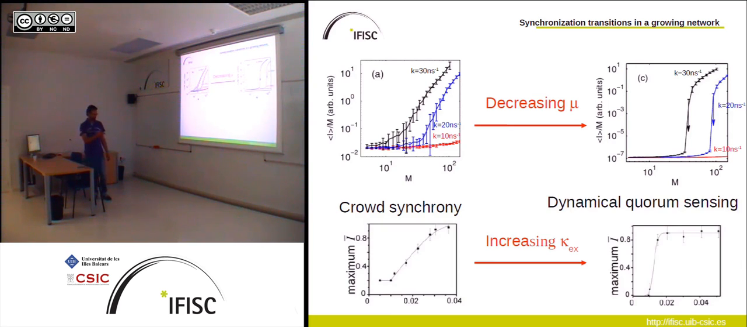So at this point, I think we can directly compare what we obtained for the semiconductor lasers in the case of the current above threshold with Crowd Synchrony, this smooth transition, and what happened when the pump current is below threshold with Dynamical Quorum Sensing.